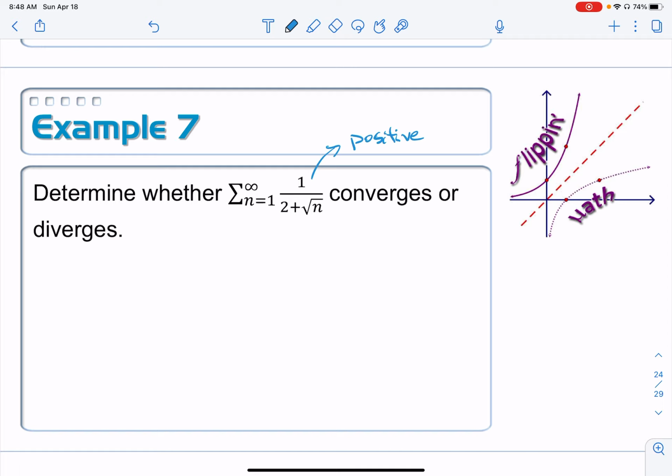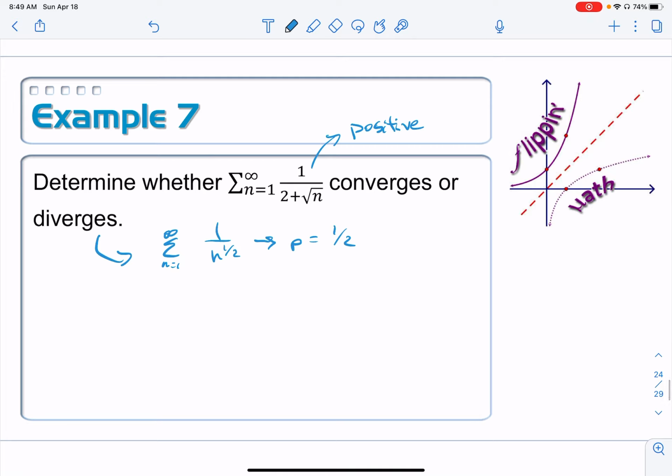All right. So what are we going to compare it to? We're going to compare this thing to the series n equals 1 to infinity, 1 over the square root of n, or if you prefer, n to the 1/2 power. That is a p-series. p is equal to 1/2, which is smaller than 1, so this guy is going to totally diverge. Divergent p-series.